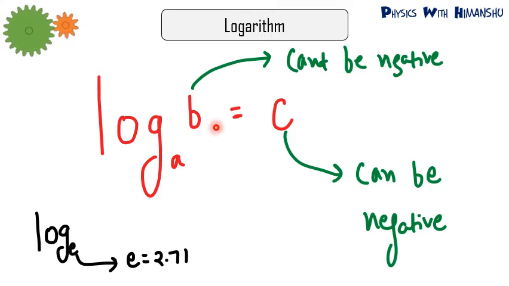So log base a of b equals c. Now always remember, this b can't be negative. This can be negative, because you have seen log base 2 of half, the answer is minus 1. This c can be negative, but this b can't be negative.